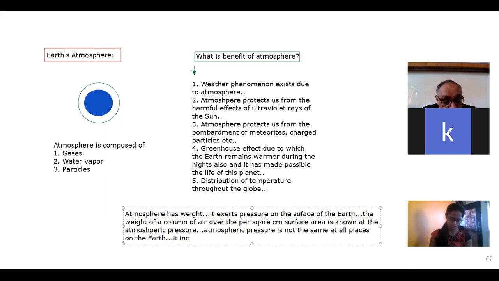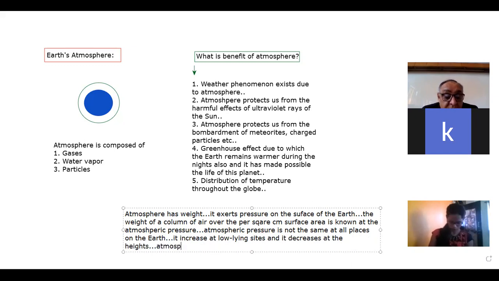So it increases at low-lying sites, and it decreases at the heights. At the heights, okay? Means that atmospheric pressure decreases with increase in height. Atmospheric pressure decreases with increase in height. So this is the point, okay? Decreases with the increase in height.